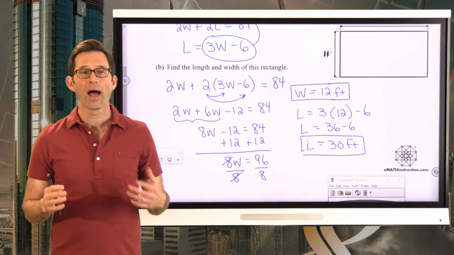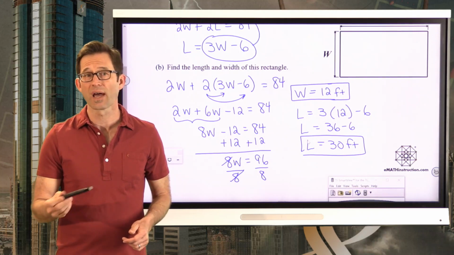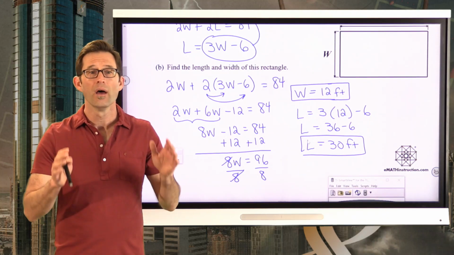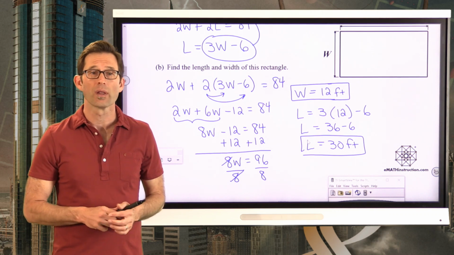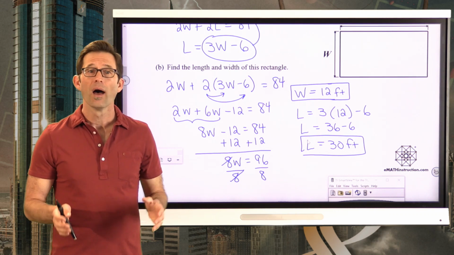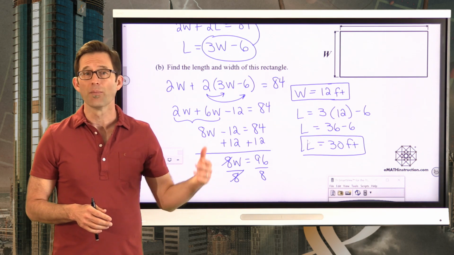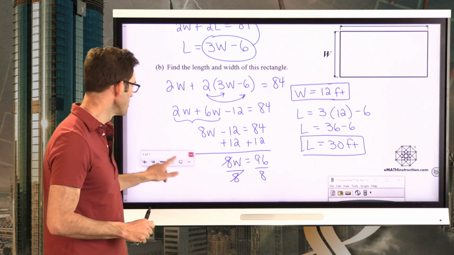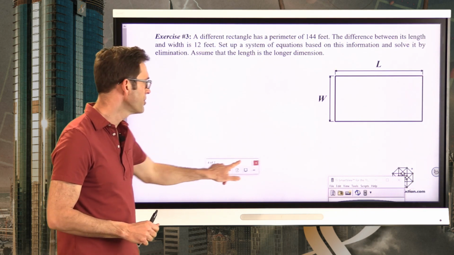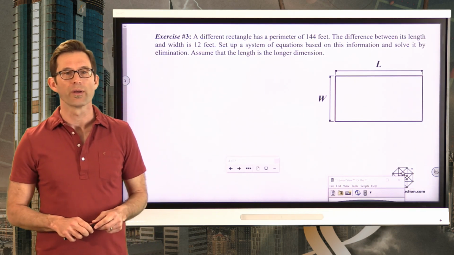And that is a classic scenario where systems actually come up a lot, where you've got some kind of condition with the perimeter. Sometimes you have a second equation that relates to the area of the rectangle, and then you combine the two to help you solve the system. Let's take another look at another one that involves perimeter. Okay, here we go, exercise number 3.